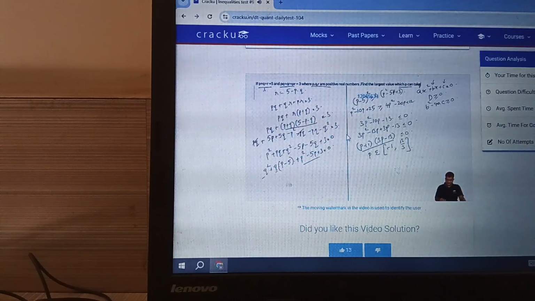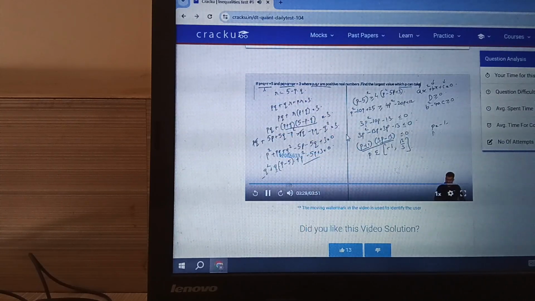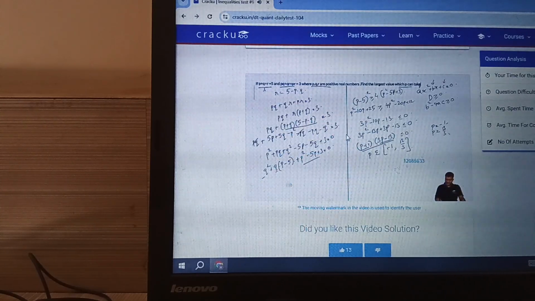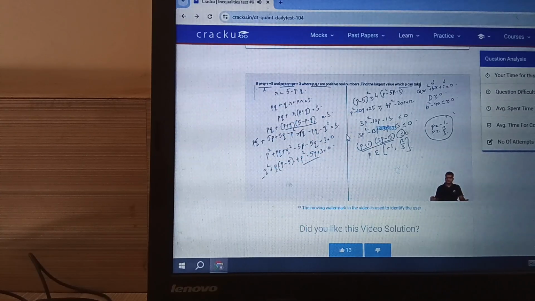What are the two roots? It would imply that either P plus 1 is equal to 0, which would imply that P is equal to minus 1, or 3P minus 13 is equal to 0, which would imply that P is equal to 13 by 3. These are the two roots of the given quadratic equation. We are told that the value is always less than or equal to 0. So the value of P will lie between both of these roots. So P will vary between minus 1 to 13 by 3.